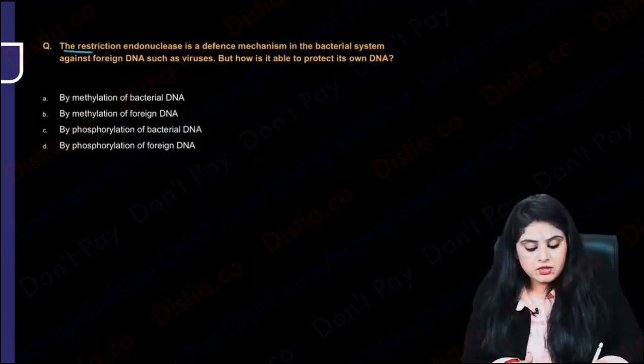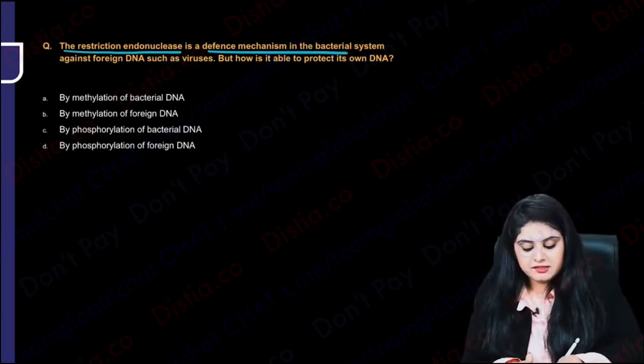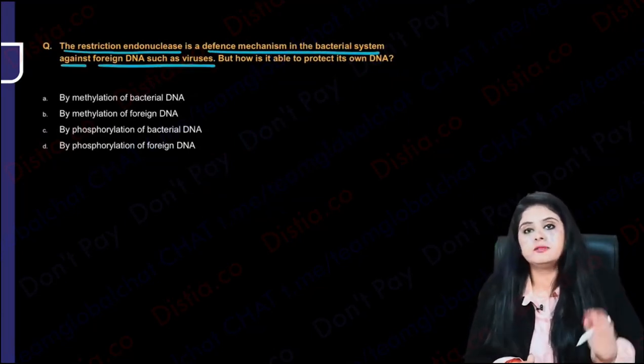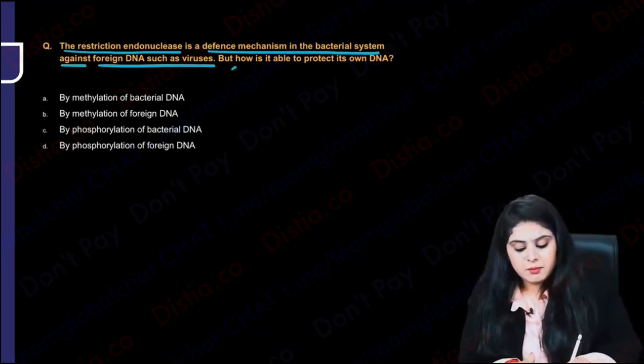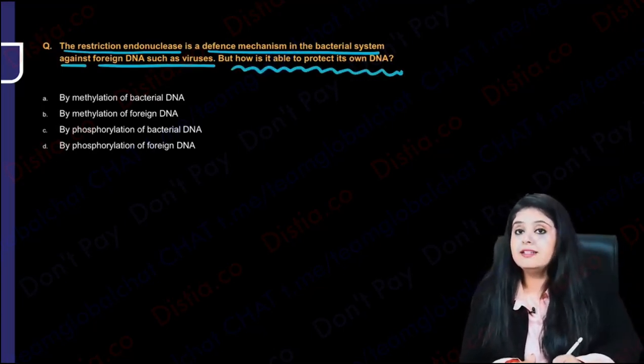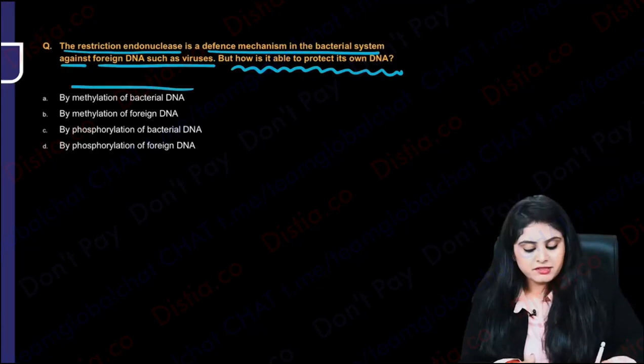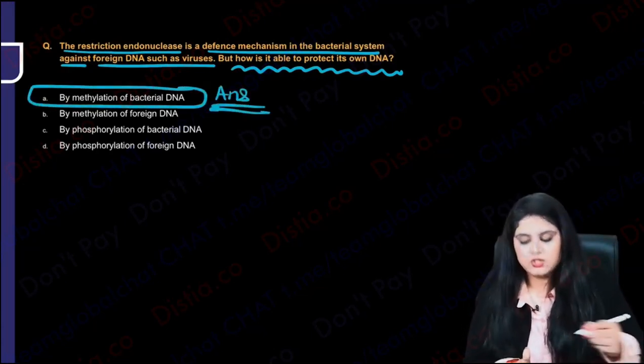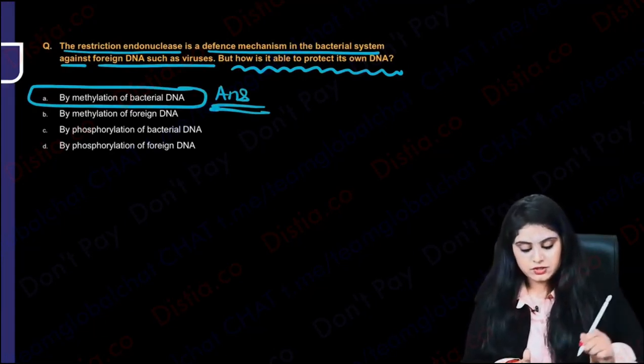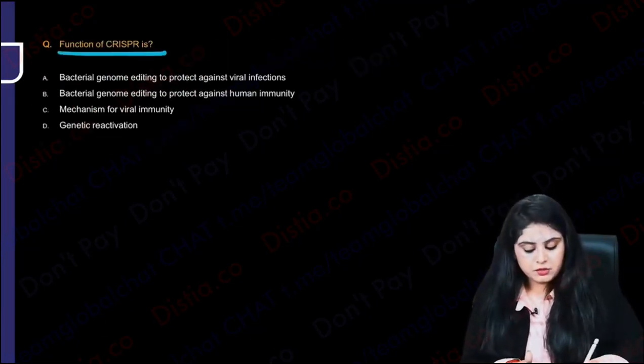The restriction endonucleases is a defense mechanism in which the bacteria system against foreign DNAs is killed. Bacteria kills the foreign DNA. But how is it able to protect its own DNA? What was the process? It's able to protect its own DNA by methylation. Very good. Another question. Function of CRISPR, the last question that you have.